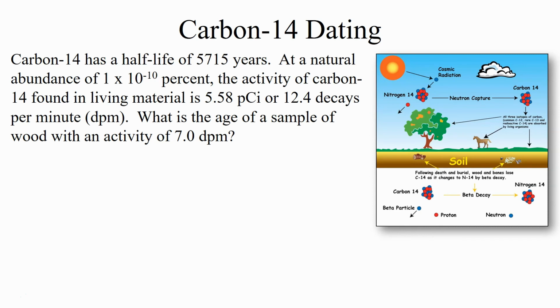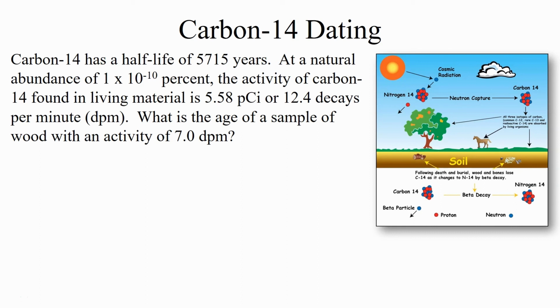Now, carbon-14 has a half-life of about 5,715 years, and has a natural abundance of about 1 times 10 to the negative 10 percent. Now, this is not very abundant, but depending on the limits of detection of your equipment, we can actually detect carbon-14. Now the activity, which is measured in curies, which is decays per second, or decays per minute, depending on what you're looking at, of carbon-14 found in this particular living material is 5.58 picocuries, which is about 12.4 decays per minute, or dpm. Now what is the age of a sample of wood with an activity of 7 dpm?